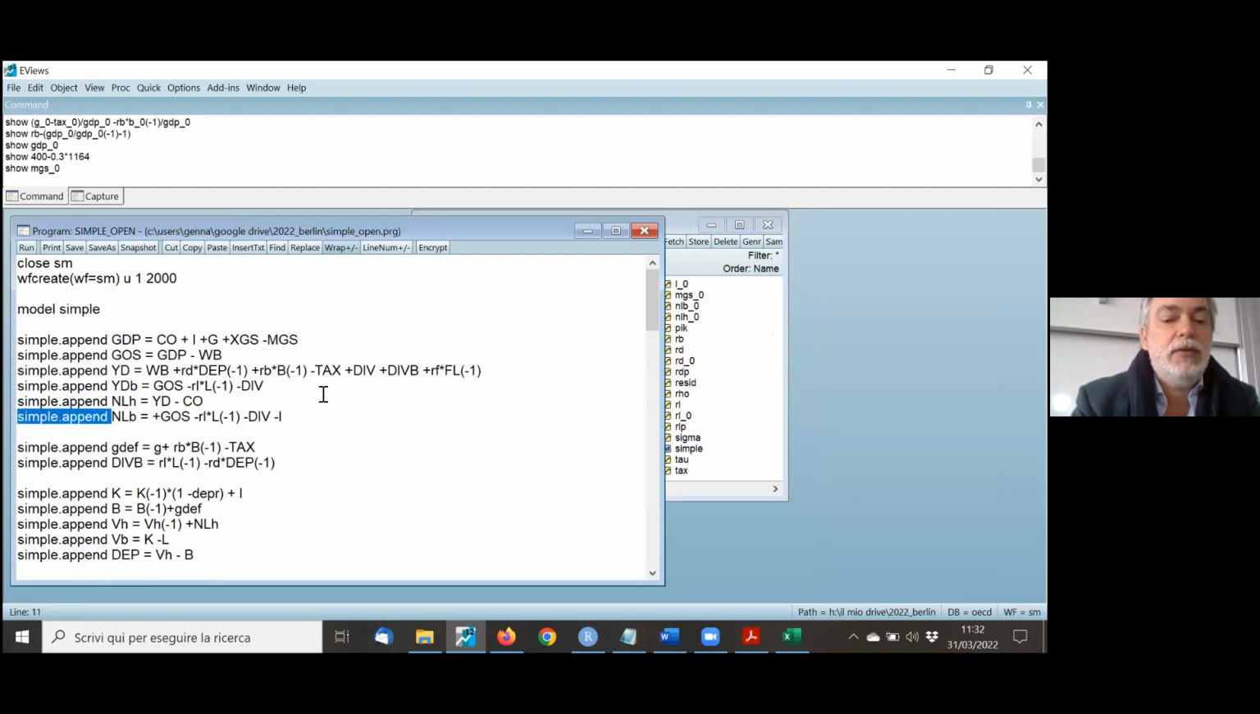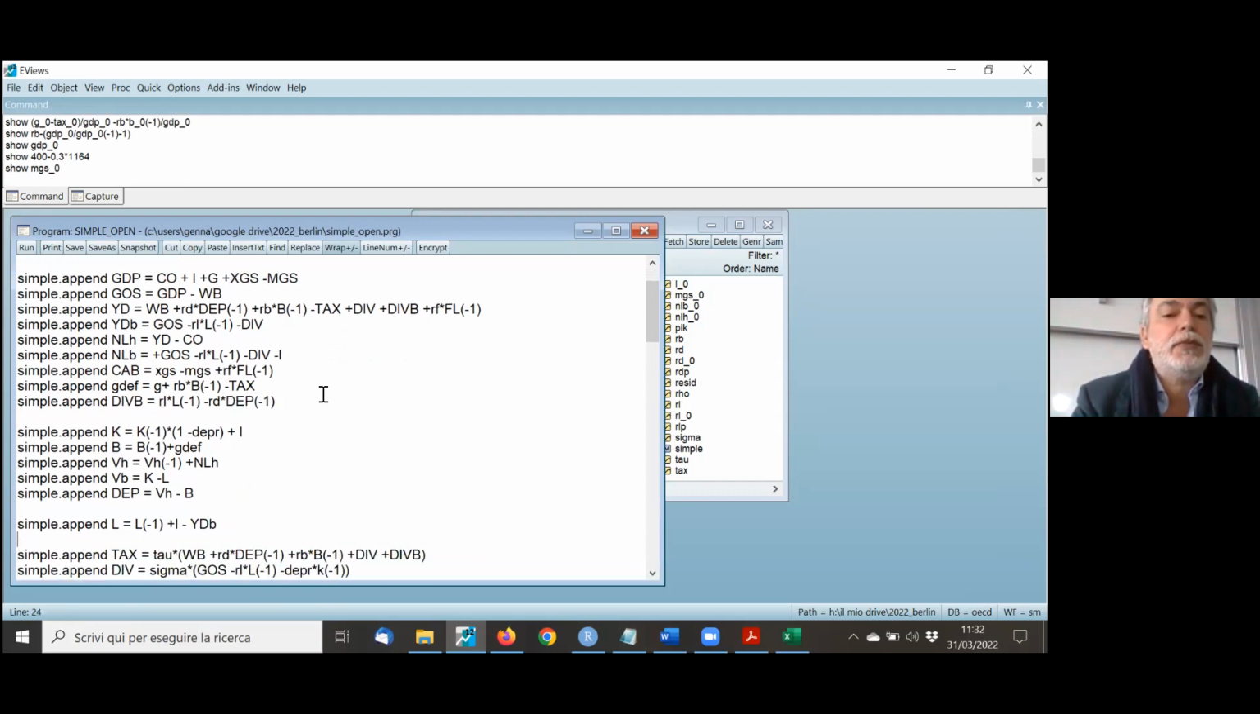We will want to add the current account balance, which is exports minus imports plus the interest they pay on foreign liabilities. We need to add the change in liabilities, and we said that they will be given by the current account balance. So if the current account balance is positive, this means the foreigners have to borrow and increase their stock.